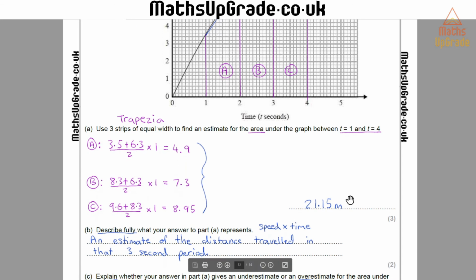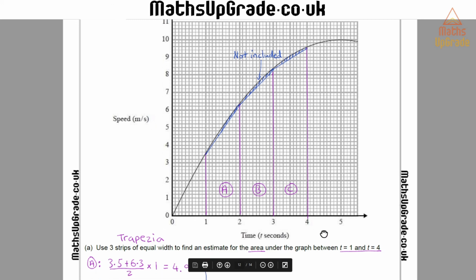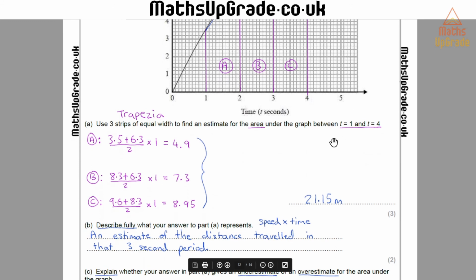Part B, describe fully what your answer to part A represents. Well, what we're doing here is essentially, because we're finding the area underneath this graph, we're doing speed multiplied by time. Speed multiplied by time gives us the distance. So think back to that formula of speed equals distance divided by time. Speed multiplied by time gives us distance. So in essence, we're finding an estimate of the distance travelled in that 3-second period.